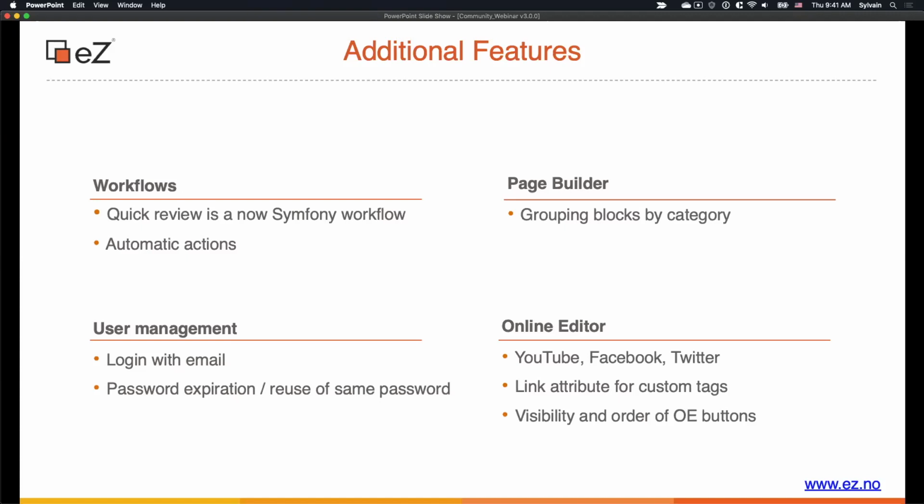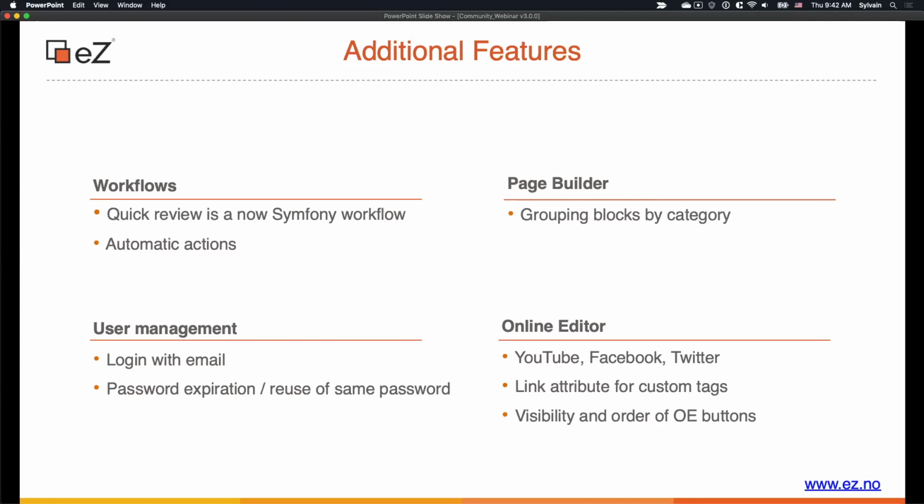Small improvements, I mean, huge improvements for the online editor. YouTube, Facebook, and Twitter are now part of the online editor, meaning that you have extra buttons. You will not have to do custom code for that. It's part of the product. It's out of the box in 3.0.